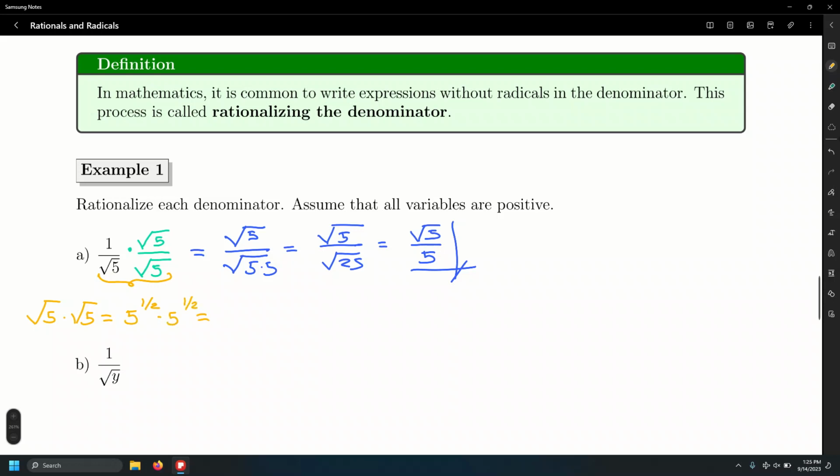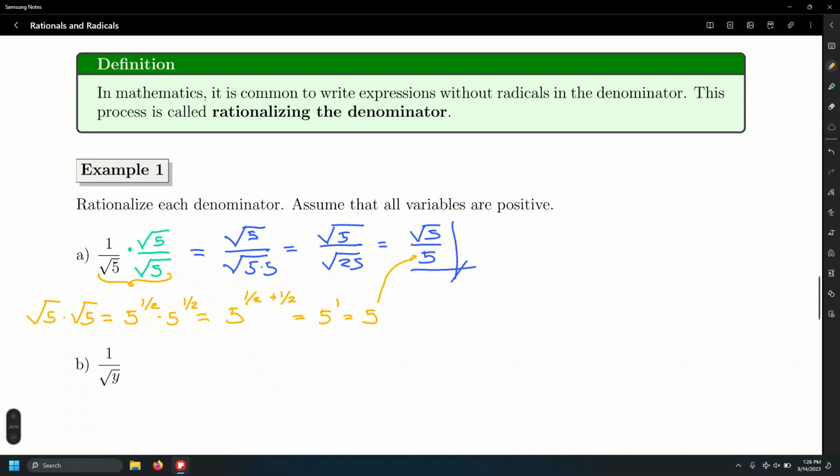If we were to combine these two together, what do we do with exponents when we are multiplying the same bases? Add the exponents, right? So we add the exponents, that is 5 raised to the 1/2 plus another half, which in this case is 5 to the first power, which is simply 5. Doesn't that look like the same denominator here in the final answer? And again, by multiplying by the same radical, we get that done.